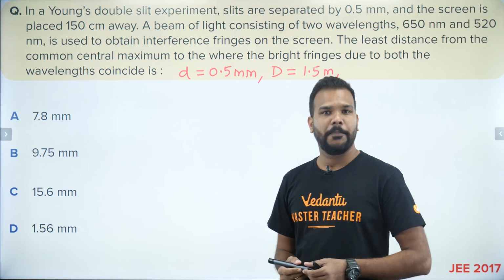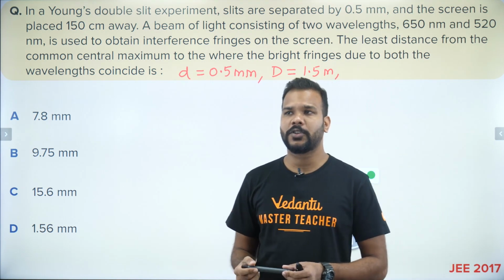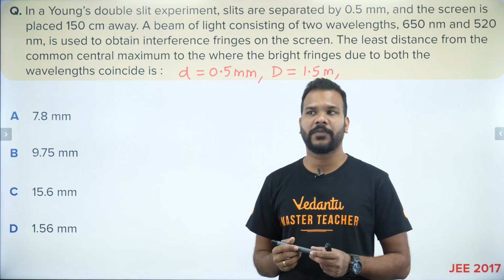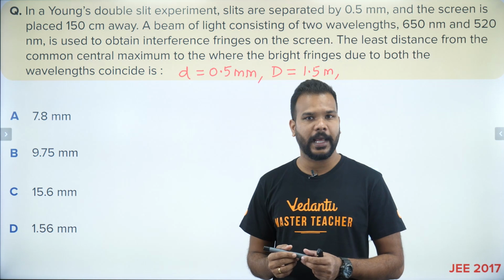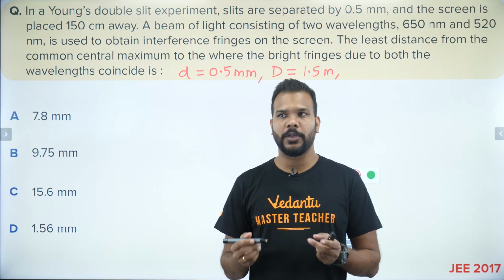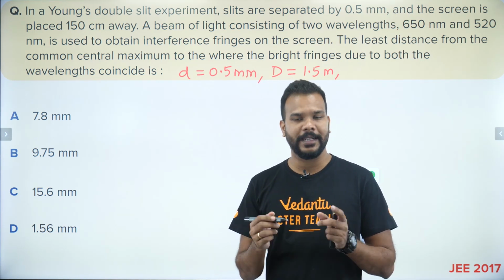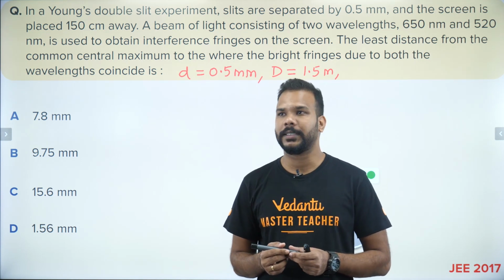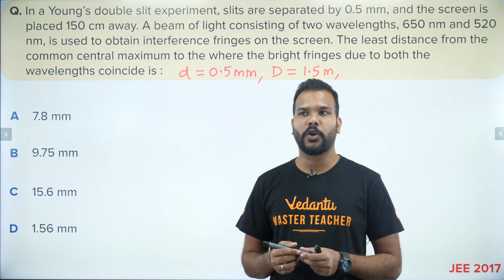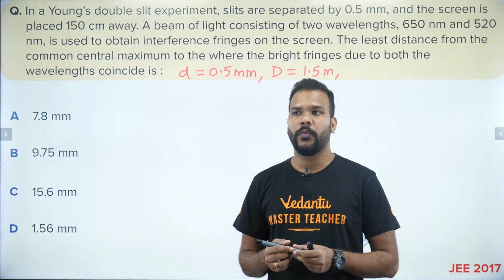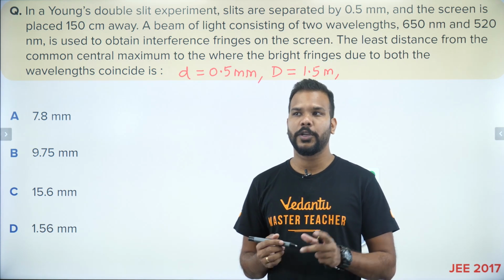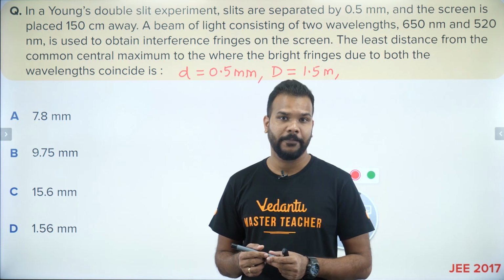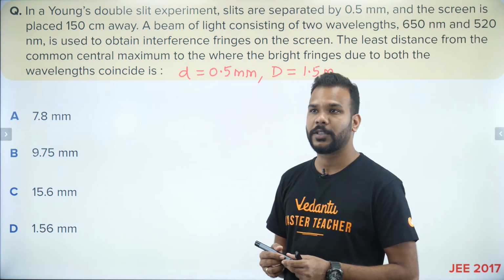Okay, and a beam of light which consists of two wavelengths, one is 650 nanometer, the other one is 520 nanometer, and these are used simultaneously to obtain the interference fringes on the screen in front of the two sources. Okay, so the least distance from the common central maximum to where the bright fringes due to both the wavelengths will coincide. Okay, that's what basically the question wants us to find out.